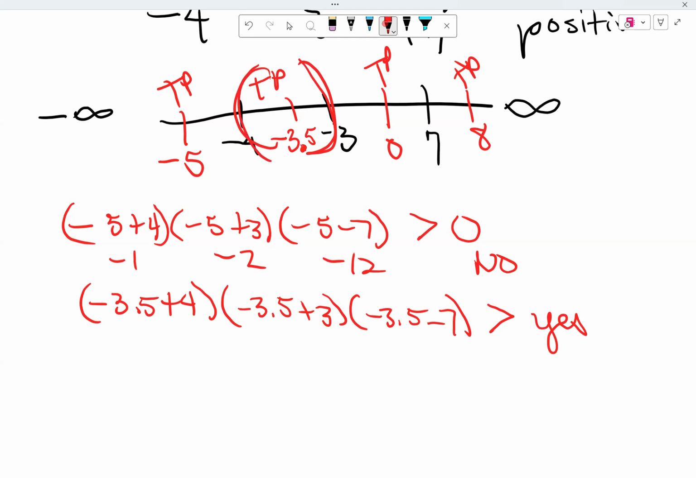I'll do the same thing with 0. So 0 is easy. 0 is going to leave me 4 times 3 times -7, and that is a negative number. So this is a no.